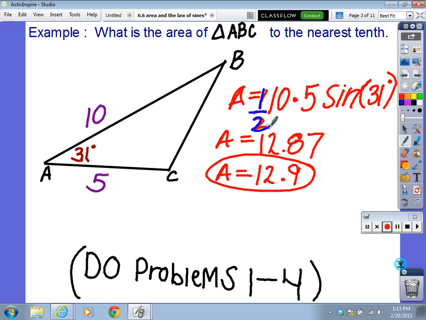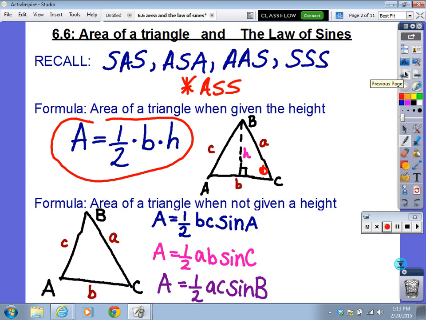Alright, so now, I wrote the area split up like this, right? So area is equal to 1/2 BC sine of A, and so on, all of these. If they're all equal to the area, though, then they're equal to each other, right?